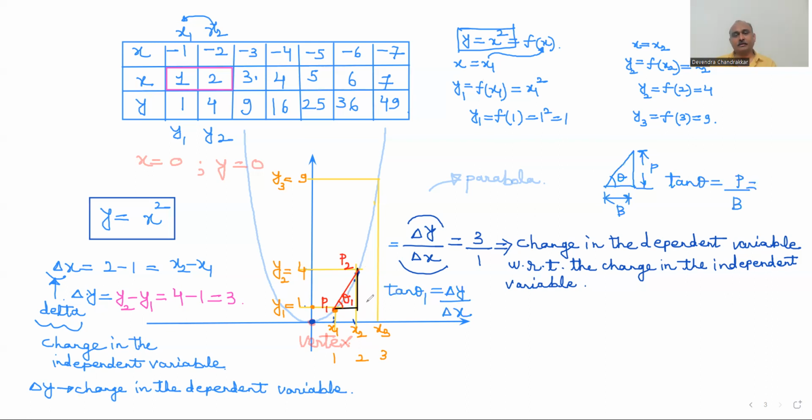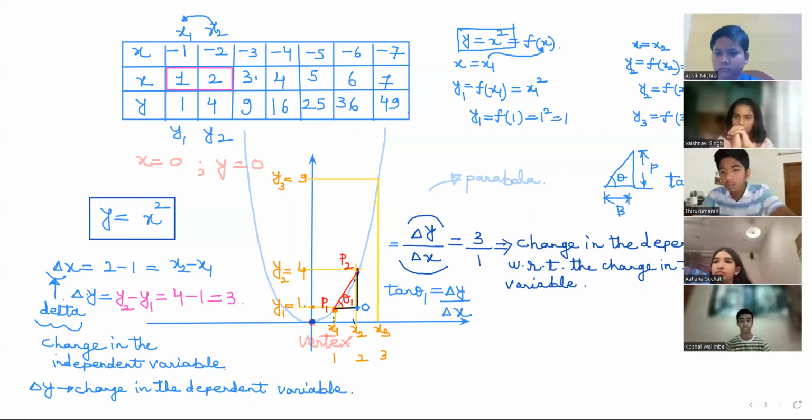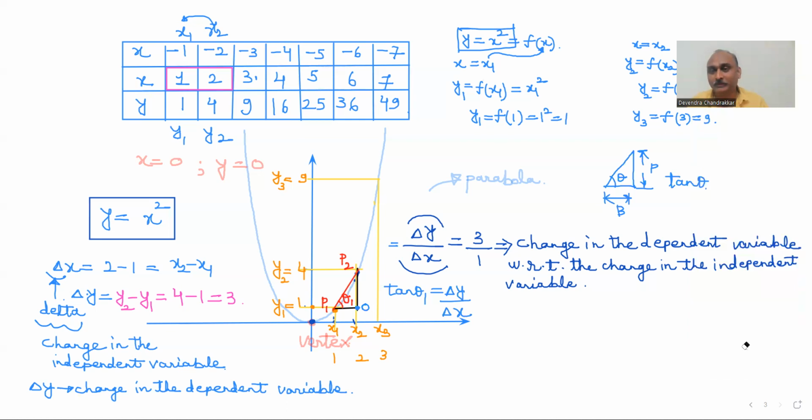Here, perpendicular is what? In this triangle P1, P2, and let's say this is point O, what is perpendicular? Perpendicular is delta y. What is base? Delta x. Yes or no? All of you understood or not? This is very, very important. We are building up something very big. You will enjoy it when it takes shape and you can see it. For now, just keep understanding this.